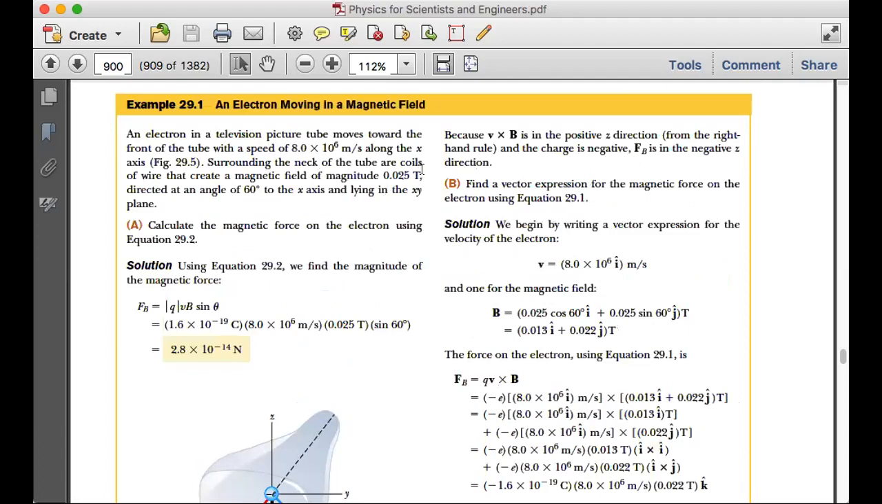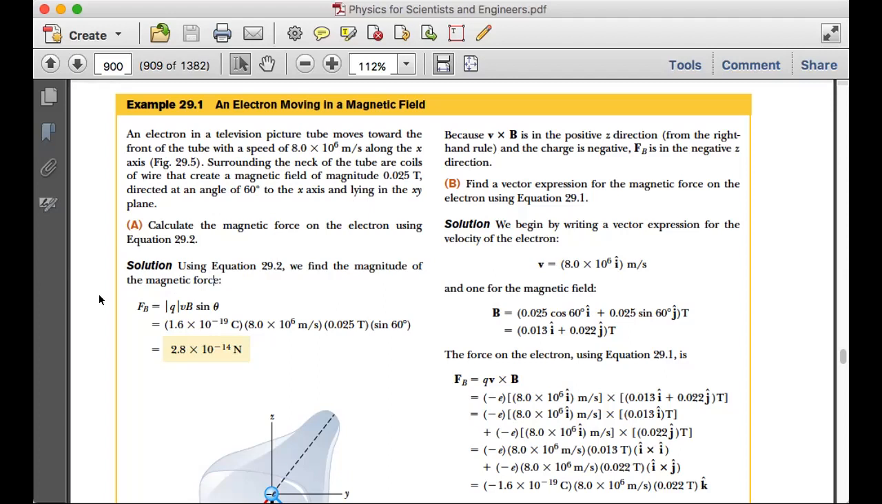Surrounding the neck of the tube are the coils of wire that create a magnetic field of magnitude 0.025 Tesla, directed at an angle of 60 degrees to the x-axis and lying in the xy plane. A, calculate the magnetic force on the electron using the formula, equation 29.2.